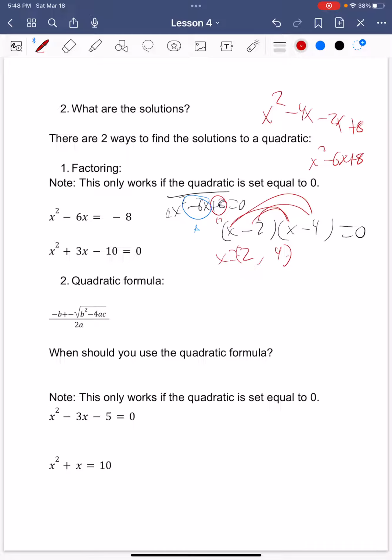So if x is either 2 or 4, then the quadratic x squared minus 6x plus 8 is equal to 0. So those are our two solutions.